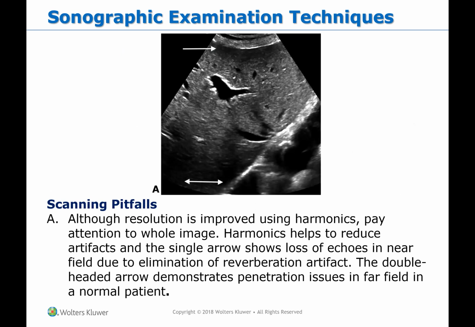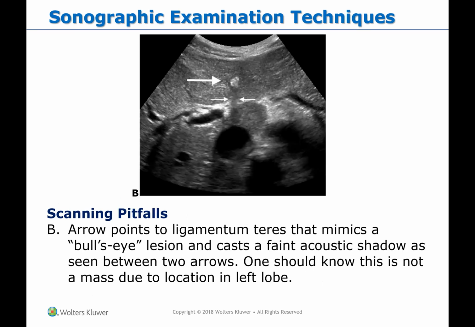So there are some scanning pitfalls. Although resolution is improved using harmonics, pay attention to the whole image. Harmonics helps to reduce artifacts, and the single arrow shows loss of echoes in the near field due to elimination of reverberation artifact, and then we don't penetrate the lower portion of the liver with harmonics.